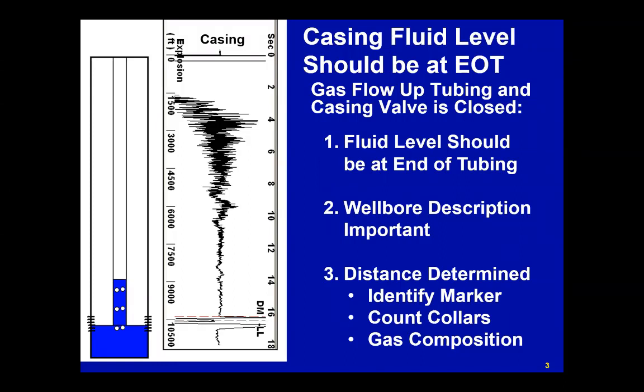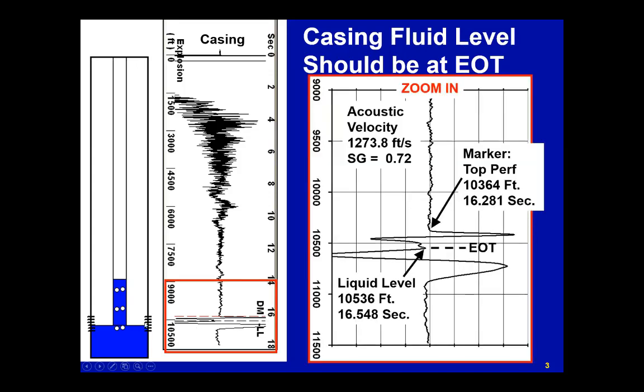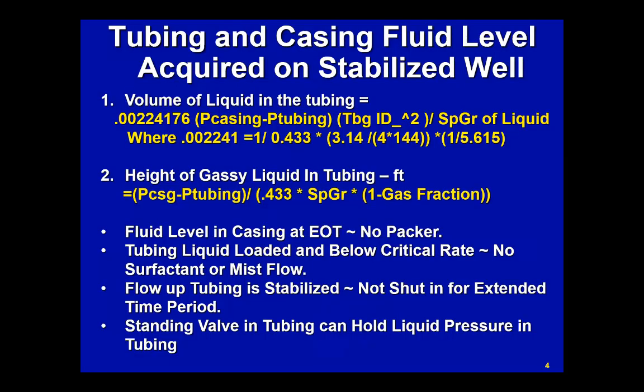When you look at this data, you can observe that the casing shot shows a fluid level down at the tubing intake. You can see an upkick, you can see the end of tubing, so you can see the perforation top, and you can see the fluid level at the end of tubing. That's what you're expecting to see in a casing shot in the producing gas well.